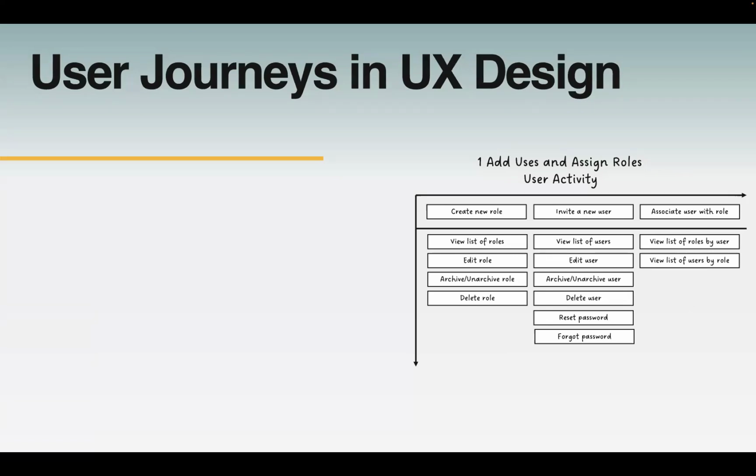This is a case of add users and assign roles, a user activity. So this is adding users and roles to a particular application, and this is the process. You can see create new role is the first step, and out of that there are various capabilities in that step. You need to be able to view a list of roles, edit the role, archive, unarchive the role, delete the role. Okay, and then you move on to invite a new user. For that, you need to be able to view the list of users and edit users.